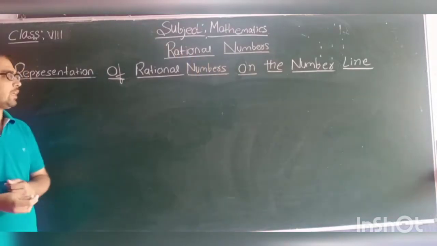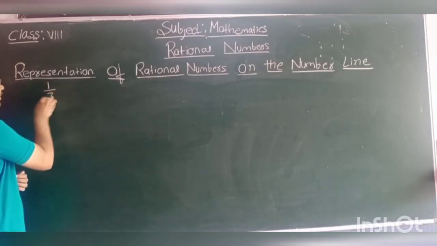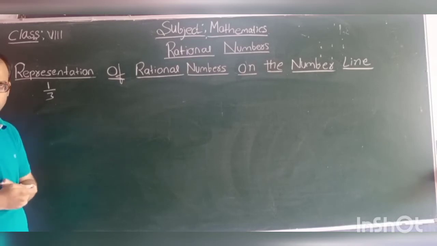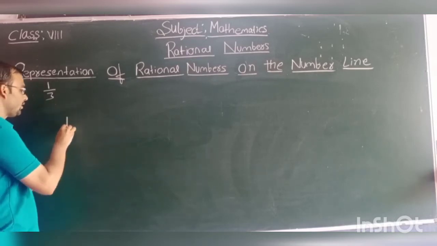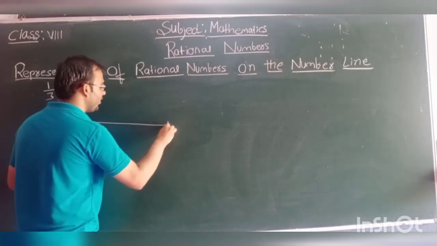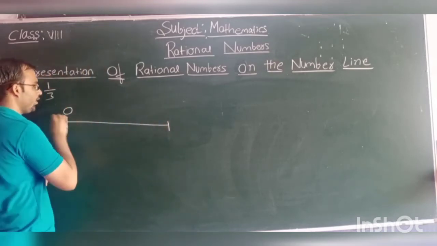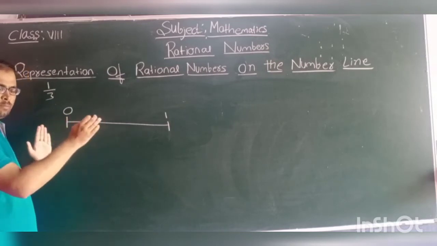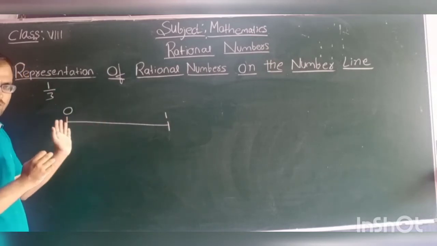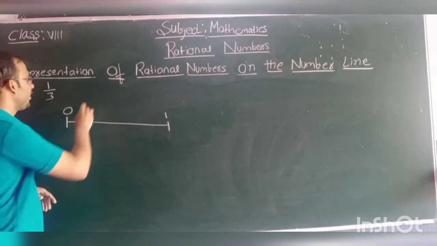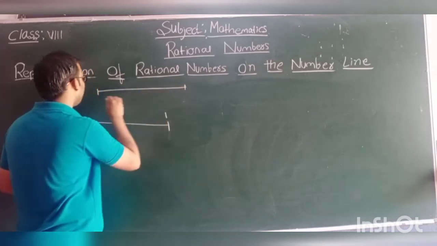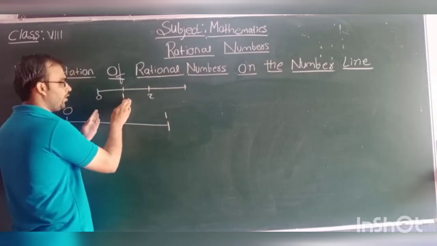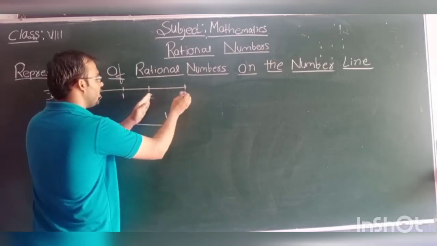If you are asked to represent 1 by 3 on the number line, how will you represent it? In this case, you need to divide 1 unit. The distance on the number line from 0 to 1 is called 1 unit, from 1 to 2 is called 1 unit, like this. So 0 to 1 is 1 unit, 1 to 2 is 1 unit, 2 to 3 is 1 unit.